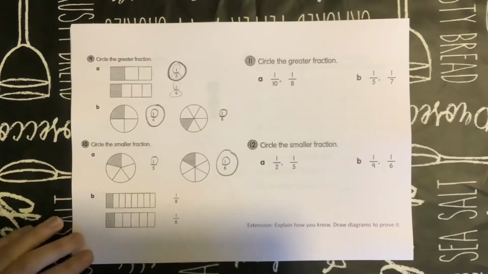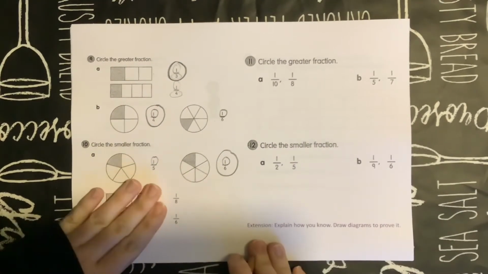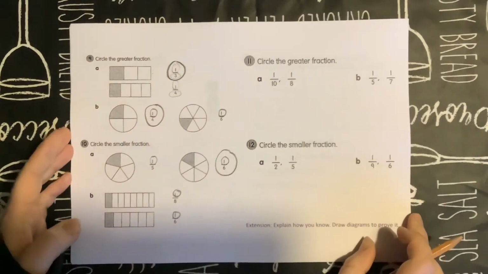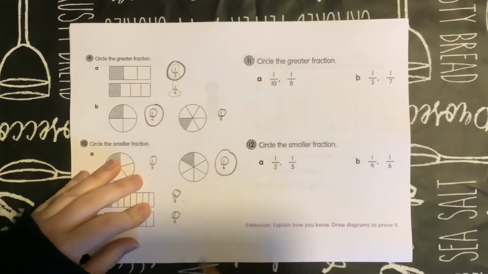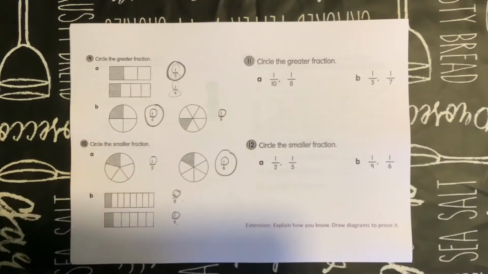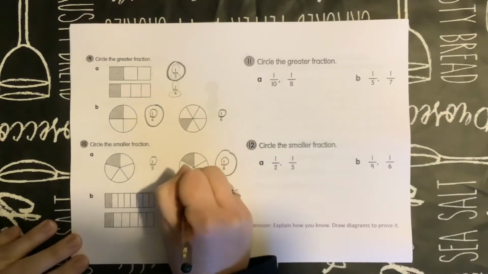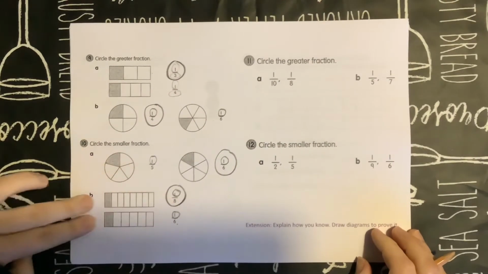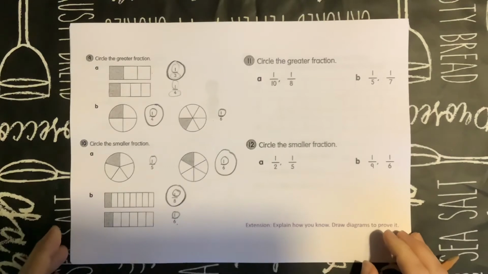Which of these is smaller? Again, if you think of it without the pictures, you're getting 1 part of each. But this one has been broken into 8 different parts. This has been broken into 6. So which one is going to be smaller? Well, your 1/8 is going to be smaller because you've cut it into more pieces. And again, you can see that from the picture.